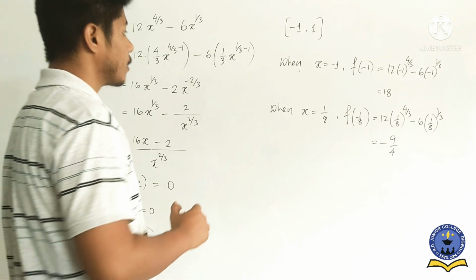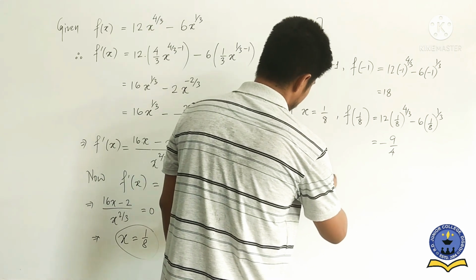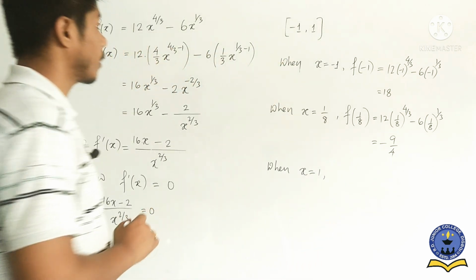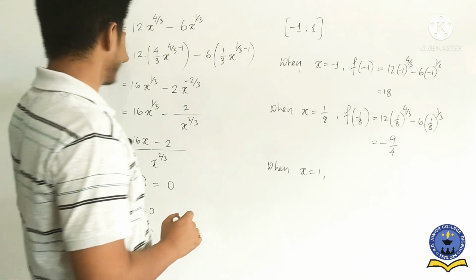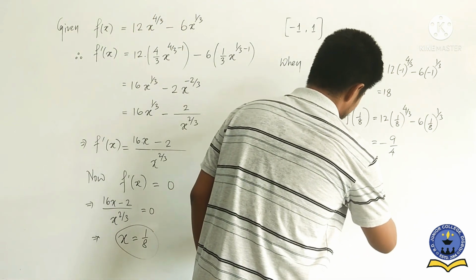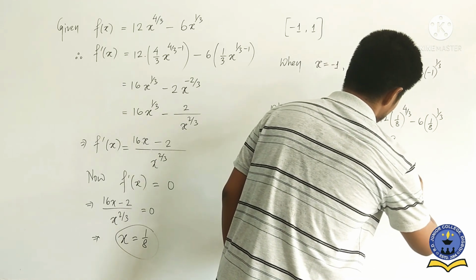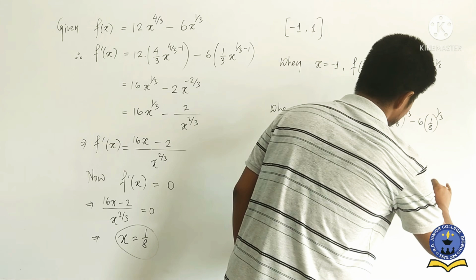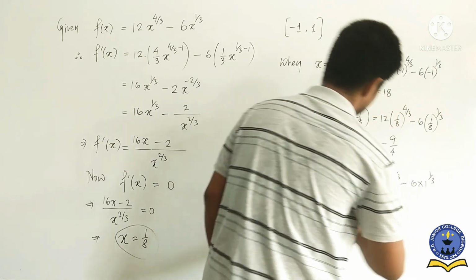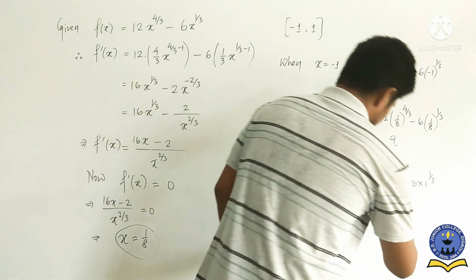And finally, the last one is when x equals 1. When you put x equal to 1, the endpoint is 1 here. So if you put 1 here, what do we get? f of 1 equals 12 into 1 to the power 4 by 3 minus 6 into 1 to the power 1 by 3. And in this case, what do we get? 12 minus 6, isn't it? So the answer we get is 6.